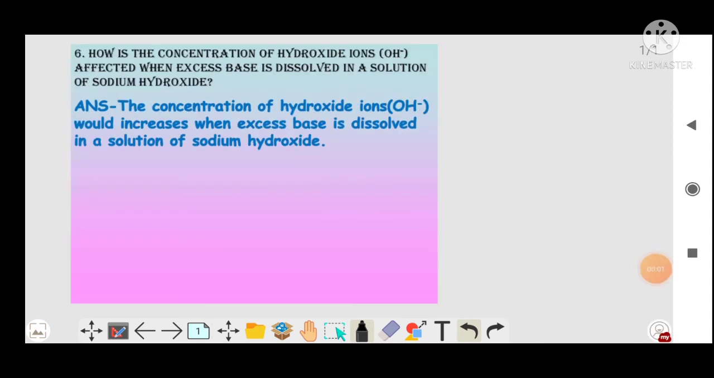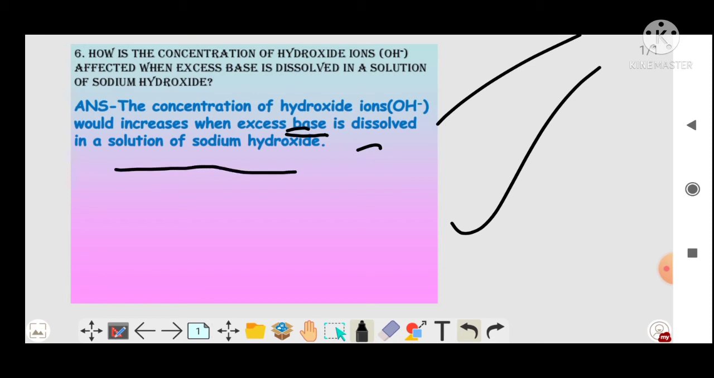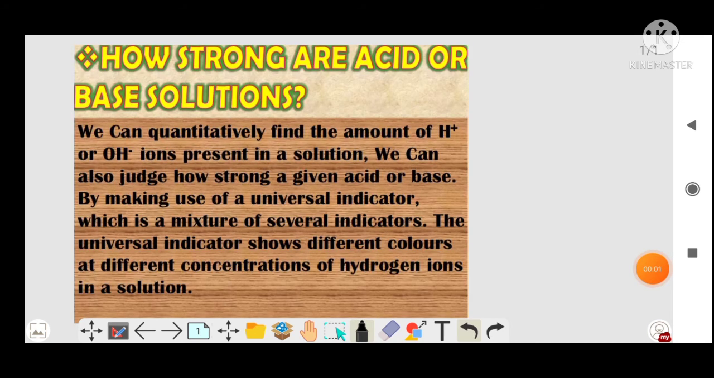Next question: how is the concentration of hydroxide ions affected when excess base is dissolved in a solution of sodium hydroxide? Simple question: the concentration of hydroxide ions would increase when excess base is dissolved in a solution of sodium hydroxide.